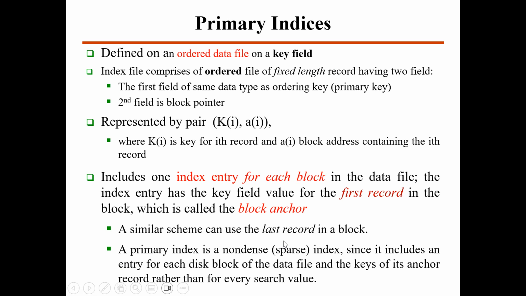Okay, so last record also, this is also possible. The primary index is always non-dense because you are linking one entry with a block, so it has to be sparse, right? Since it includes an entry for each disk block of the data file and the keys of its anchor record rather than each record in the data file.